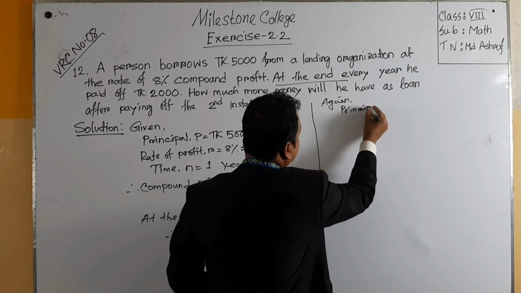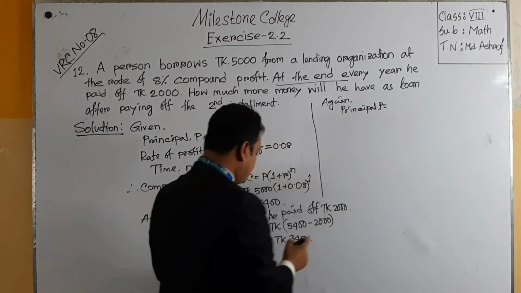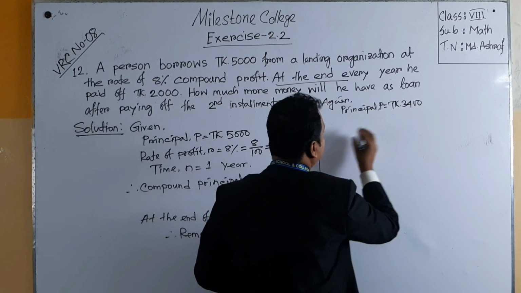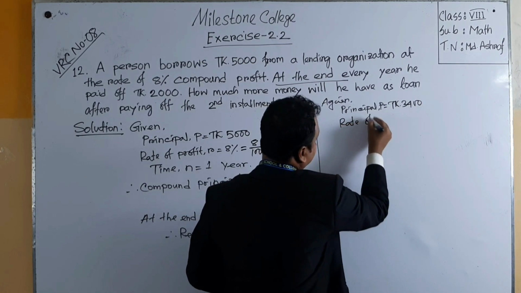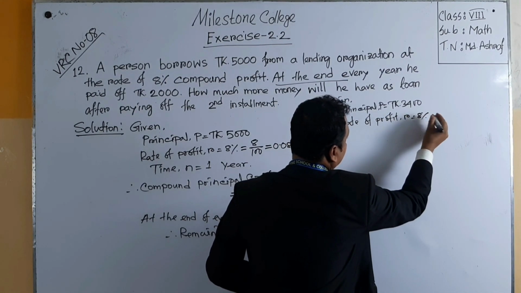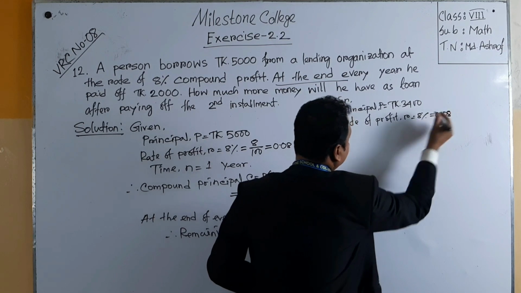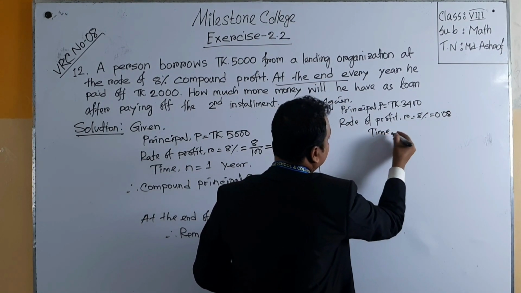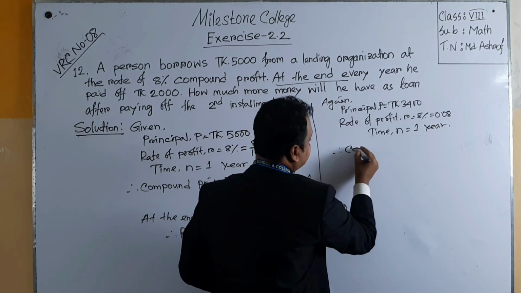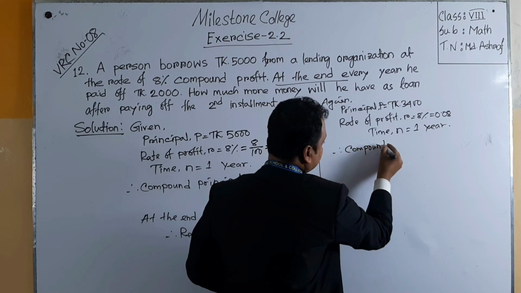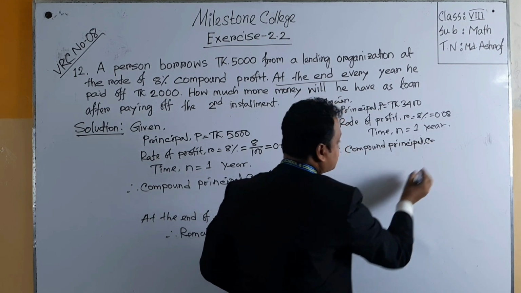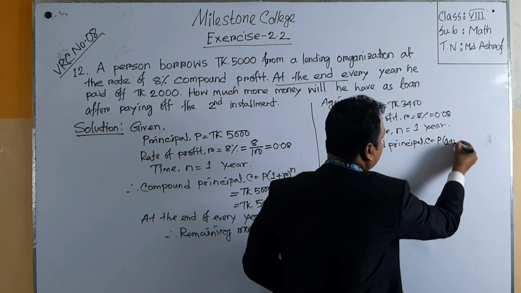Principal, P equals to, so this remaining money will be the principal, taka 3,400. Rate of profit will be the same rate. Rate of profit R equals to 8%, which is equal to 0.08, and time will be n equals to 1 year. Therefore, compound principal C equals to P into (1 plus R) power n.